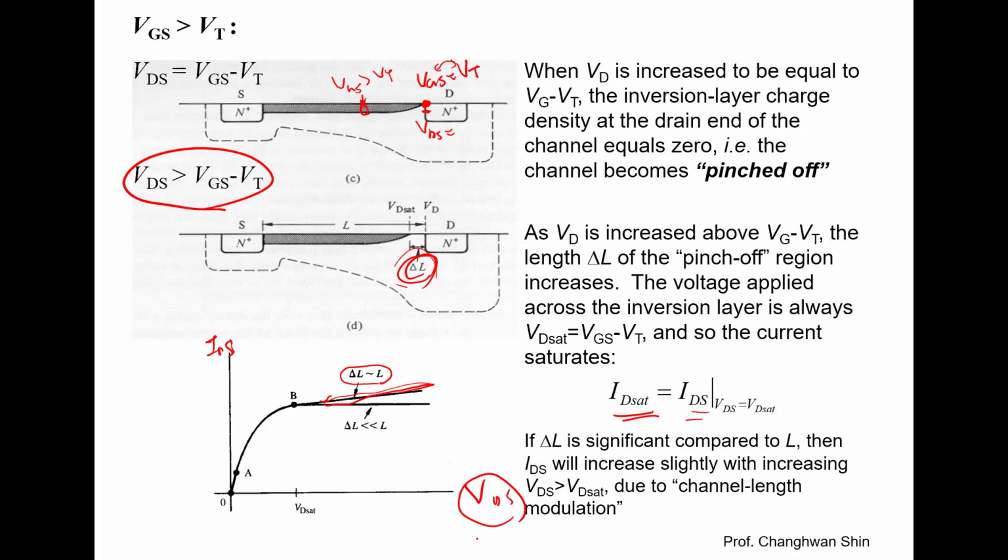So again, if delta L becomes significant compared against the channel length L, we may observe a slight increase in current with increasing VDS beyond the VDsat. So this is called channel length modulation. The channel length modulation effect becomes more pronounced in modern short channel devices, like how water pressure effects are more noticeable in short pipes rather than long pipes.